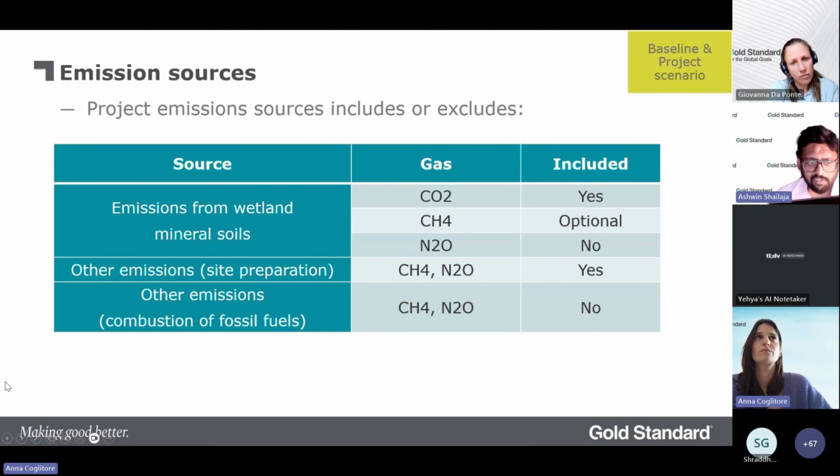Thanks. Some of the emission sources, we will also highlight that in the next slide. So there are certain emissions which will have to be catered to.